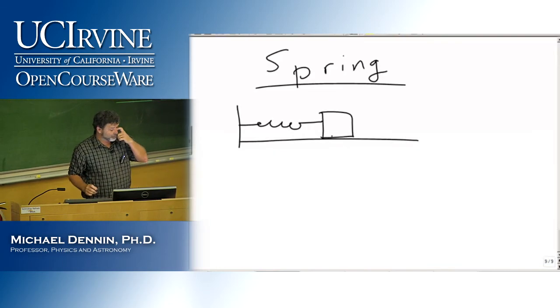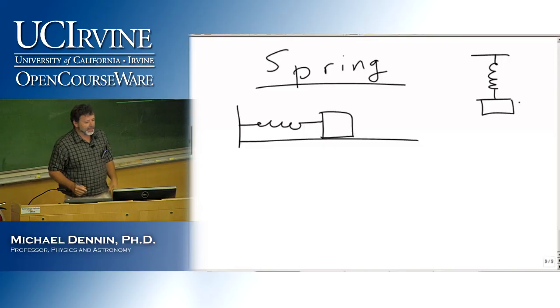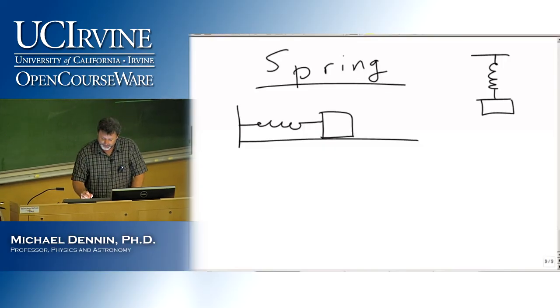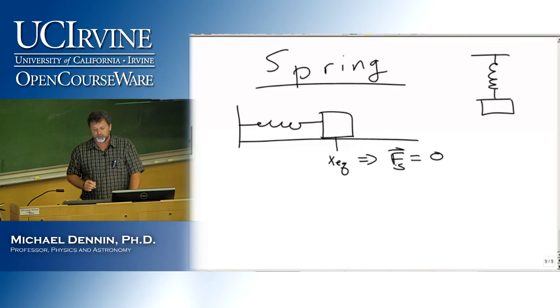They're often drawn this way. Sometimes they're drawn vertically. And sometimes they'll be at an angle. The key feature of a spring is that it always has an equilibrium position, defined by the place where the force from the spring is 0.